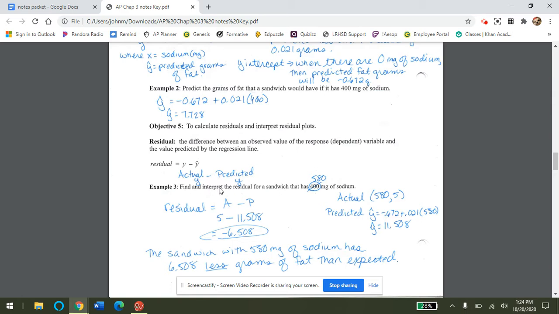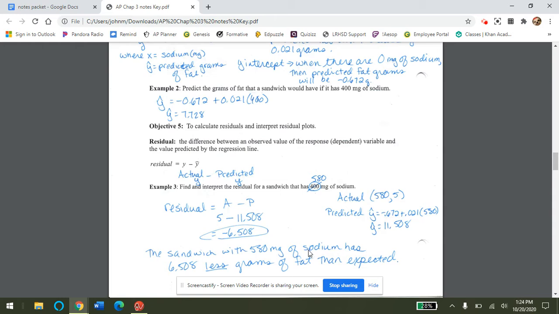Find and interpret the residual. So our interpretation in the context of the problem is the sandwich with 580 milligrams of sodium has 6.508 less grams of fat than we expected. So that would be your interpretation. Okay.